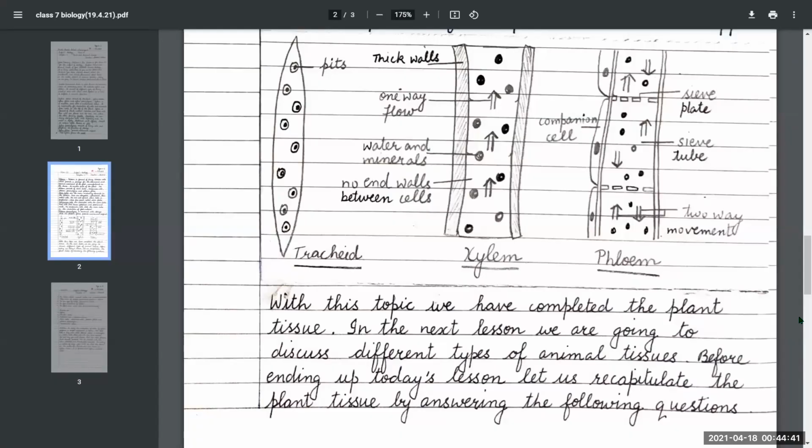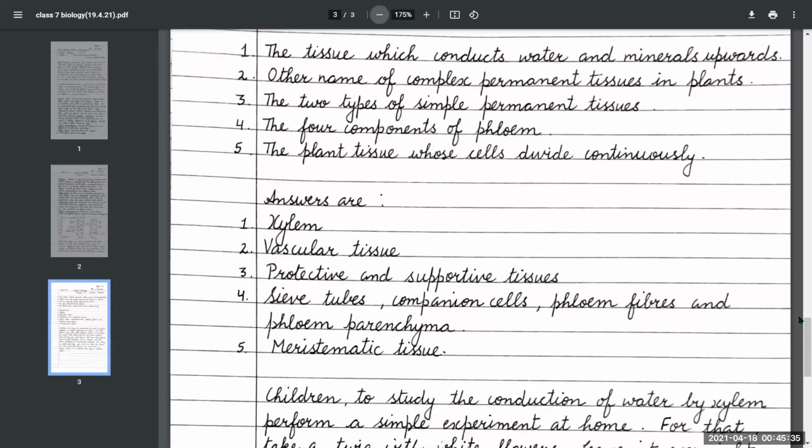With this topic, we have completed the plant tissue. Now, in the next lesson, we are going to discuss different types of animal tissues. Before ending up today's lesson, let us recapitulate the plant tissue by answering the following questions.